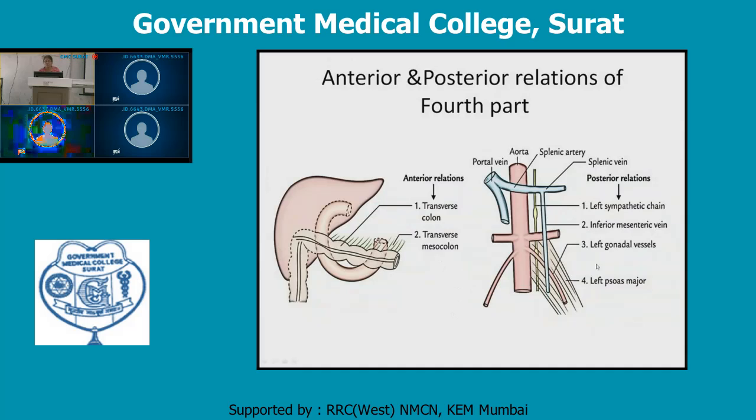And posteriorly this fourth part lies over here where it is related to renal vessels on the left side. This is the inferior mesenteric vein where it is related posteriorly. Left sympathetic chain is related posteriorly, left gonadal vein and left psoas major. So this is the area where the fourth part of duodenum lies, and these are the posterior relations: sympathetic chain, inferior mesenteric vein, renal vessels, and the gonadal vessel. This is related to left side. So these are the relations.